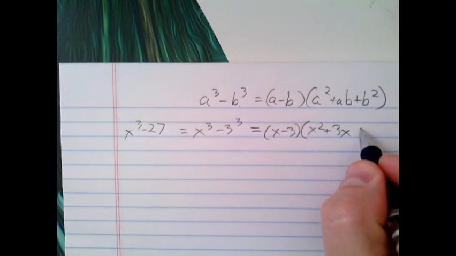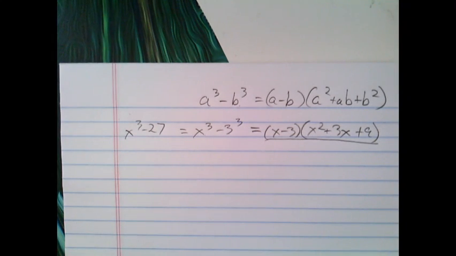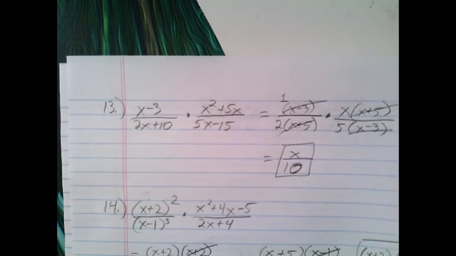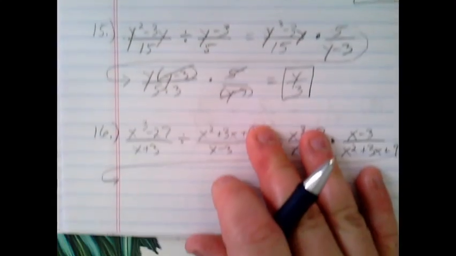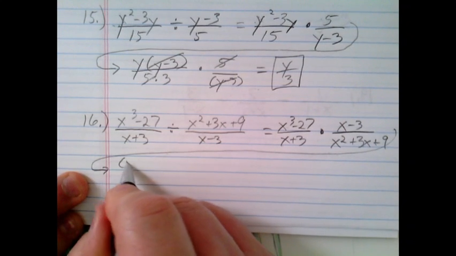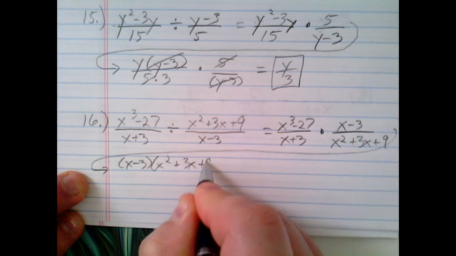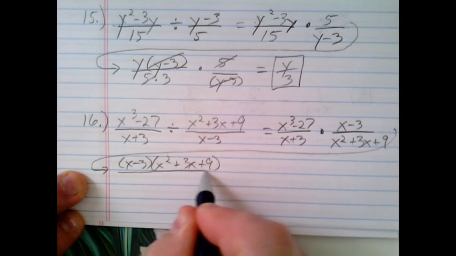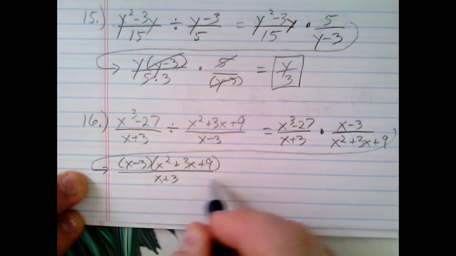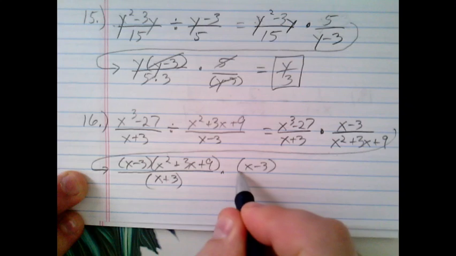And then b squared would be 3 squared, so it would be 9. Alright, so this is the factored form of our x cubed minus 27. So that tells me what to write back in my problem. Alright, so this x cubed minus 27 becomes an x minus 3 times an x squared plus 3x plus 9 over an x plus 3. I'll treat that as a single factor. I'll treat this x minus 3 as a single factor.